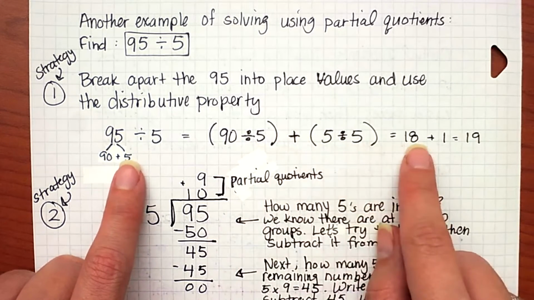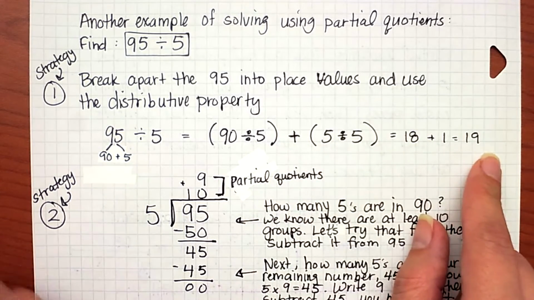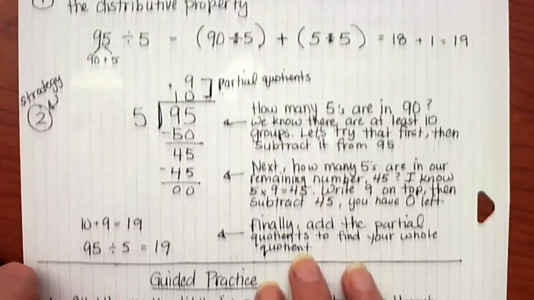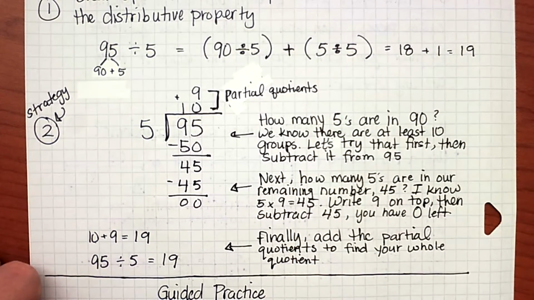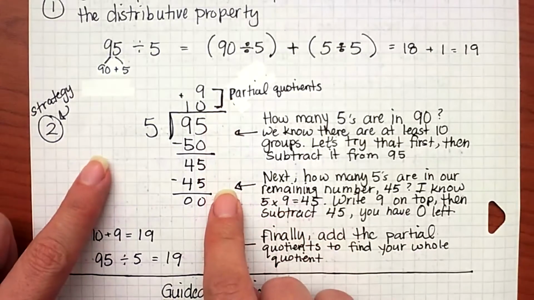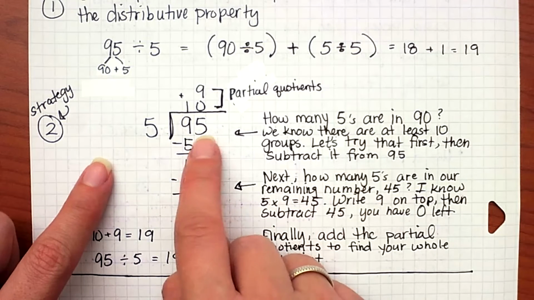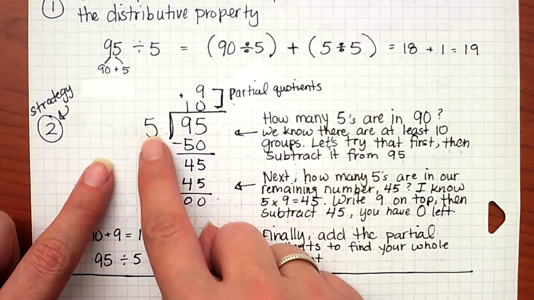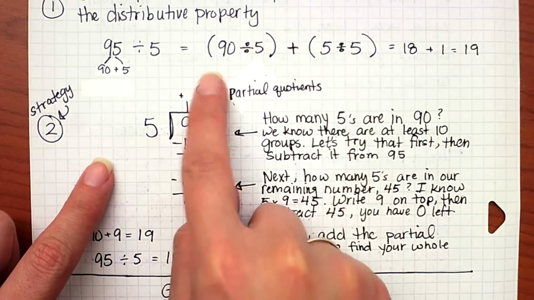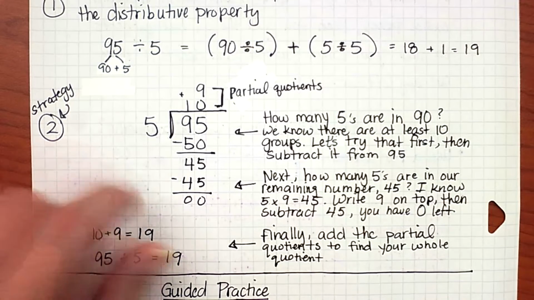90 divided by 5 is 18. 5 divided by 5 is 1. Together, that gives me 19. Now, the next strategy I can use is to use my partial quotients. So I can stack them over here. I'm going to start with 95 divided by 5. Remember, your dividend, your whole number, goes under the bridge. Your divisor, what you're dividing by, goes outside the bridge, and your quotients or partial quotients are going to go on top of the bridge.